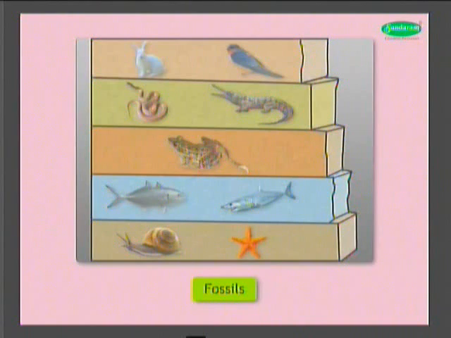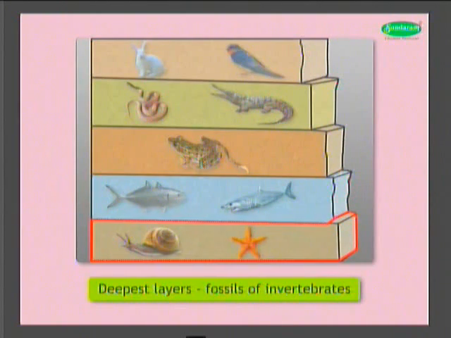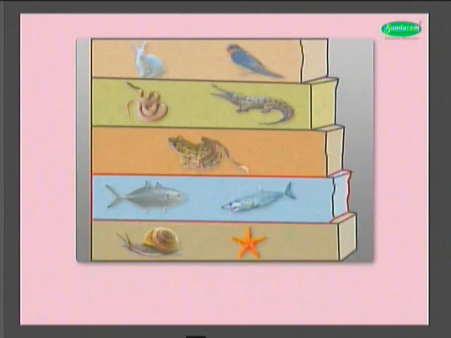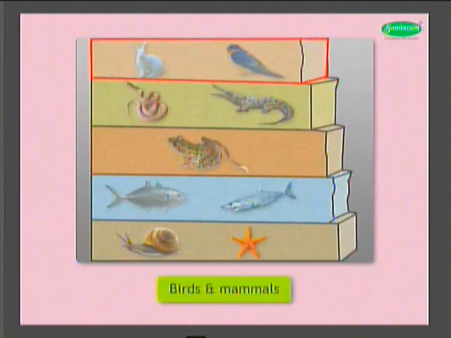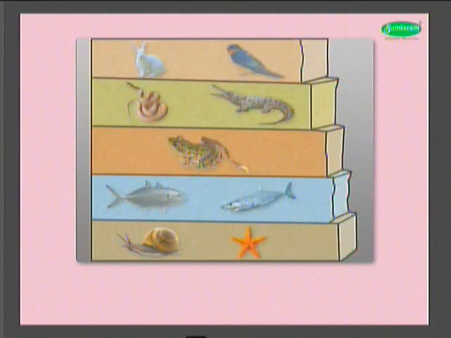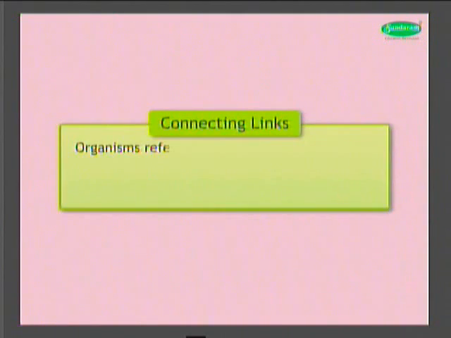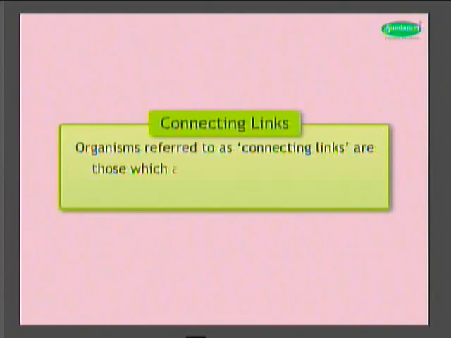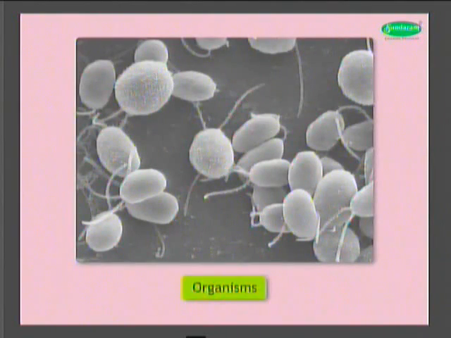A systematic study of these fossils and its occurrence revealed that the deepest layers were found to have fossils of invertebrates. In layers above them were found prehistoric fish-like animals, amphibians, reptiles, birds and mammals respectively in that order. This suggests that perhaps this was the order in which the animals appeared on the earth. It is interesting to know about connecting links. Organisms referred to as connecting links are those which are structurally intermediate between two different groups. Connecting links can be found among organisms that are still living.